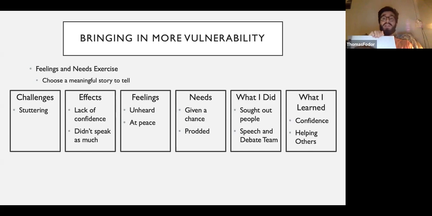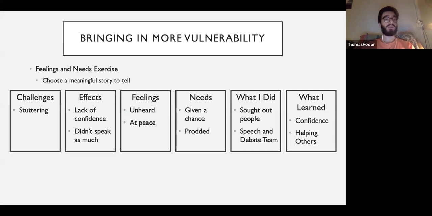Challenges, name some challenges that you face in your life. Effects, what are the concrete effects of those challenges on your life? Feelings, how did you feel about those challenges and those effects? What were your needs during this time? What did you do to address those needs? And what did you learn at the end of the entire process? And again, I'll go through what mine would look like.